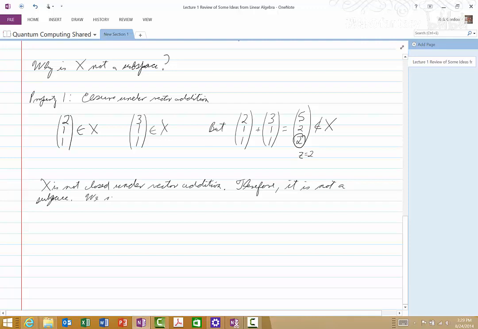We really don't even need to check property 2. I will check property 2 just to show you how it goes, but we really don't need to, because as soon as we see that a certain set that we're looking at violates either property 1 or property 2, then it certainly is not a subspace. But let's go ahead now and look at property 2.